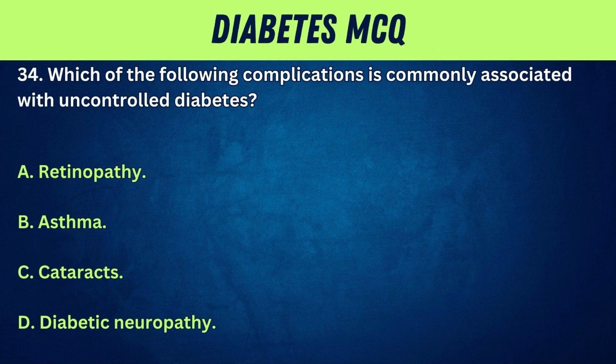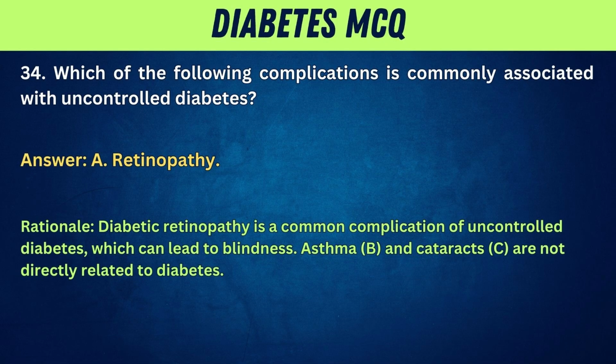34. Which of the following complications is commonly associated with uncontrolled diabetes? A. Retinopathy. B. Asthma. C. Cataracts. D. Diabetic neuropathy. Answer: A. Retinopathy. Rationale: diabetic retinopathy is a common complication of uncontrolled diabetes, which can lead to blindness. Asthma, B, and cataracts, C, are not directly related to diabetes.